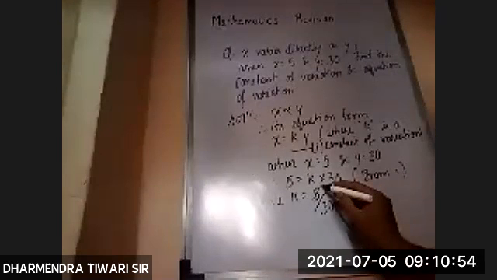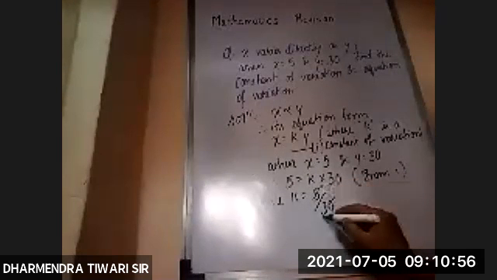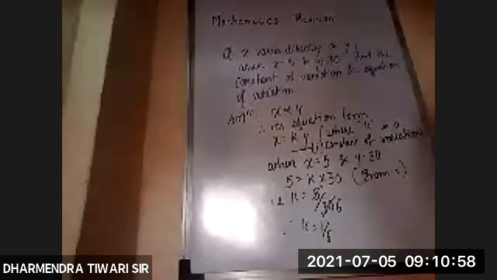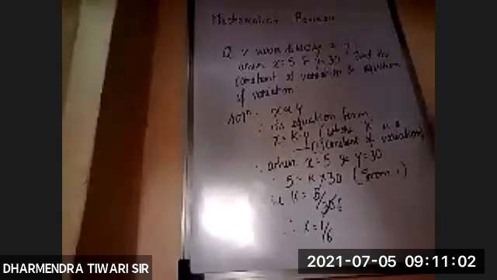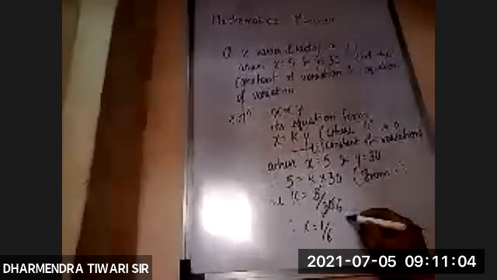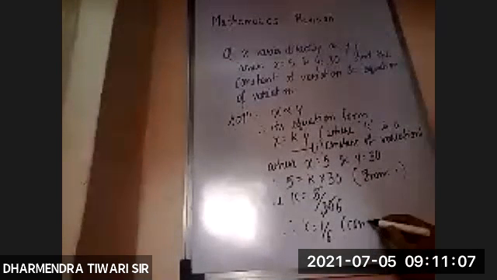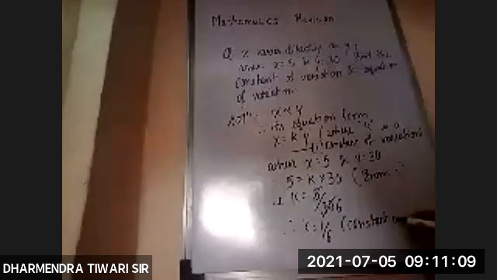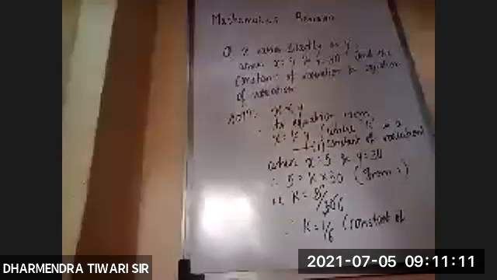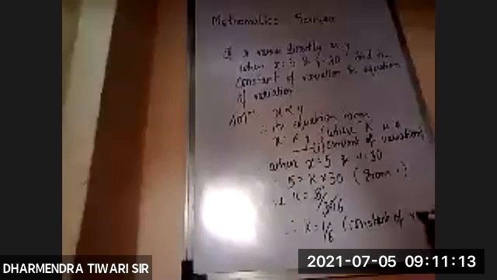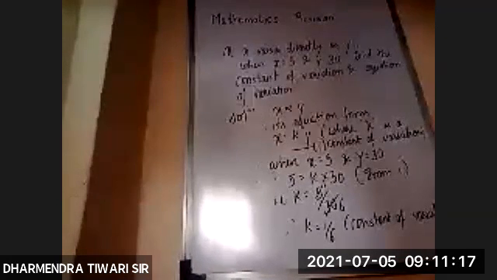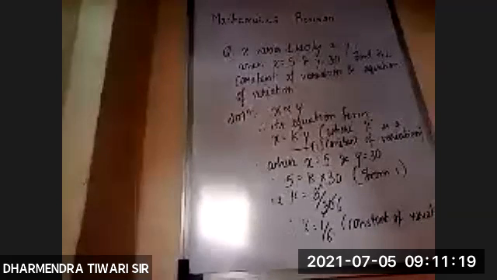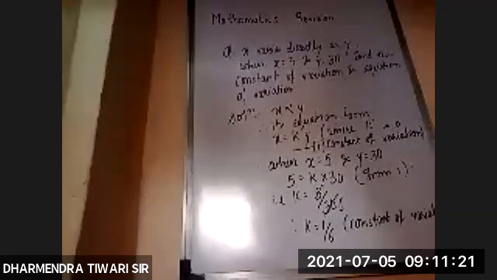5 ones are 5, 5 sixes are 30. So I got the value of k as 1 by 6, which is the constant of variation. Our first question was to find the constant of variation. We have found the value of k. Now to find the equation of variation.